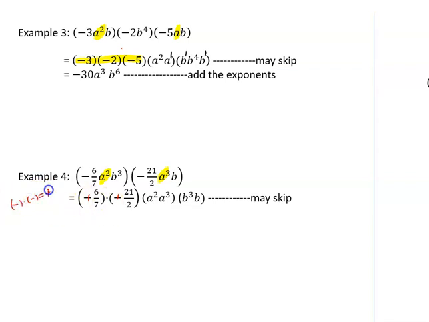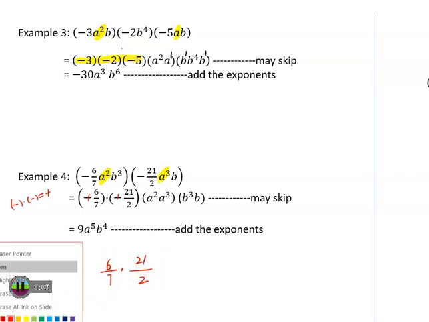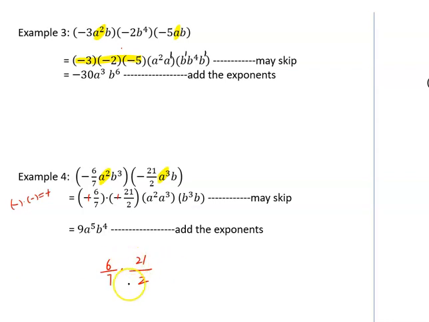And next, we're going to just multiply the fractions. So I'm going to do the fractions here, 6, 7, 21 over 2. And when we multiply fractions, you can multiply straight across, or you can reduce the numbers first, because 2 and 6, they have 2 in common. 2 divided by 2 is 1, 6 divided by 2 is 3. 7 and 21, they have 7 in common, so I'm going to divide both of them by 7.